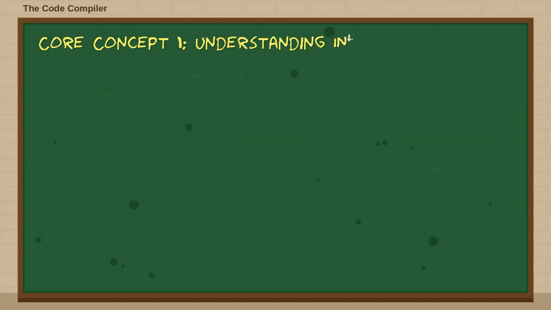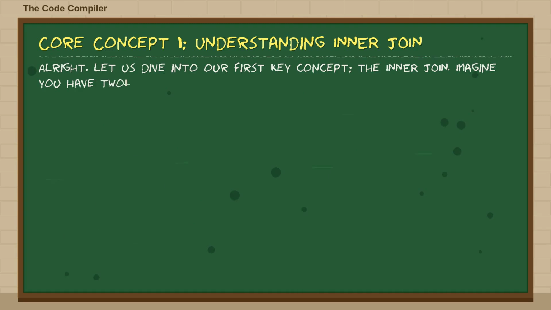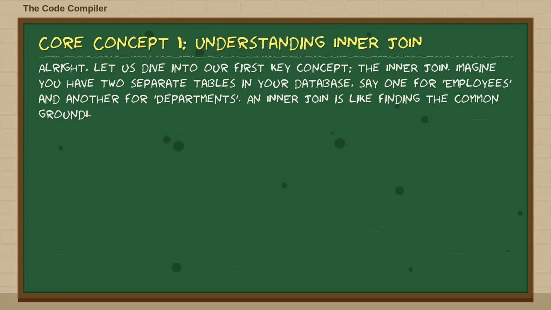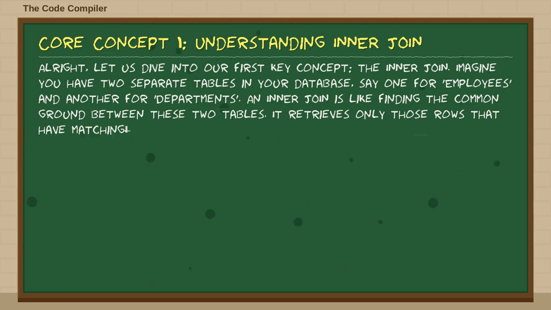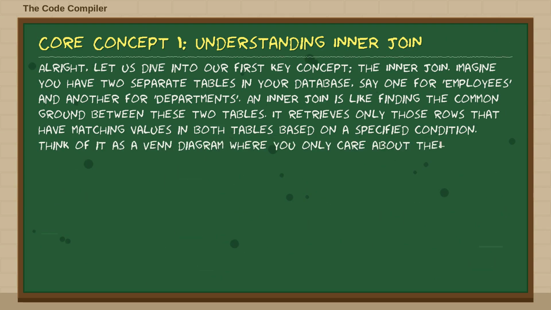Alright, let us dive into our first key concept, the inner join. Imagine you have two separate tables in your database, say one for employees and another for departments. An inner join is like finding the common ground between these two tables. It retrieves only those rows that have matching values in both tables based on a specified condition. Think of it as a Venn diagram where you only care about the overlapping section.